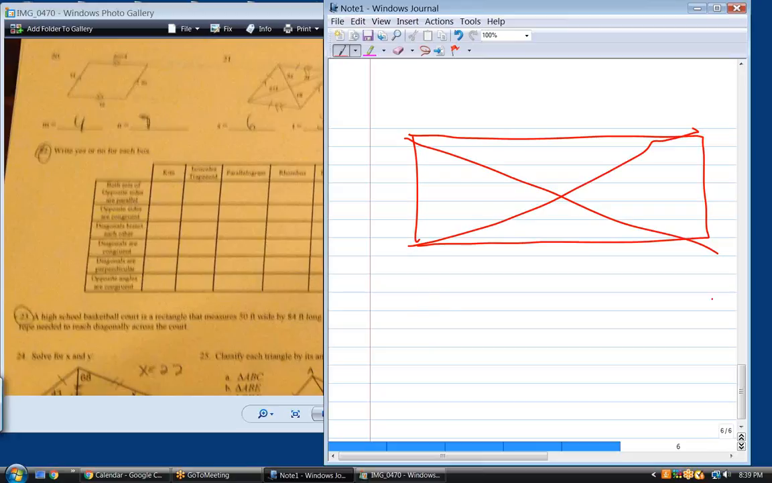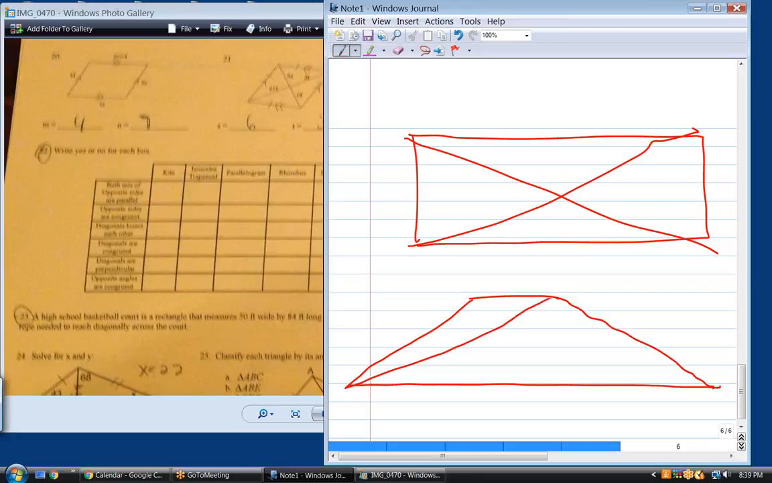Kite? Would that be yes? Correct. Isosceles trapezoid. Yes. Again, let's draw it really like this. There's our isosceles trapezoid. Oh, yeah, I see. So that would be a no. That would be a no.